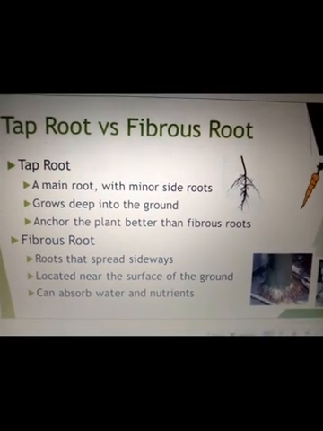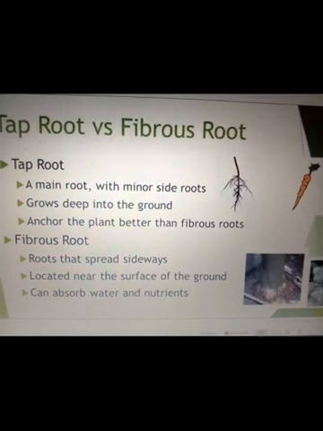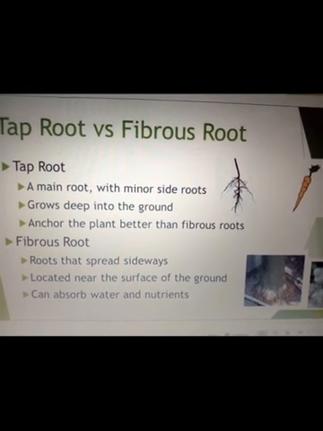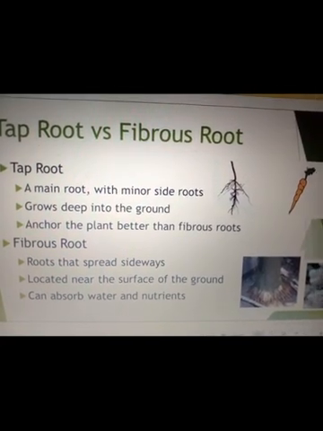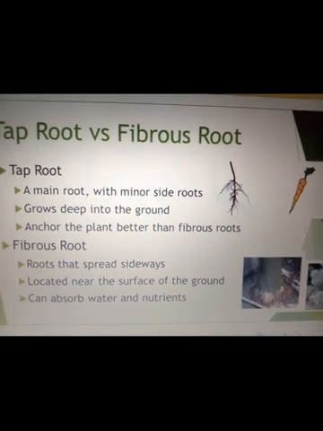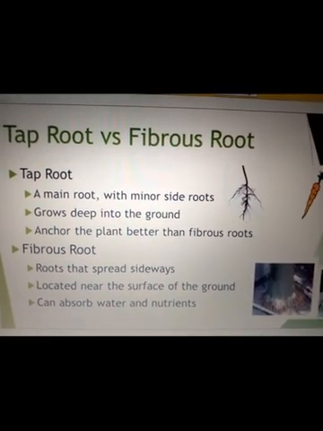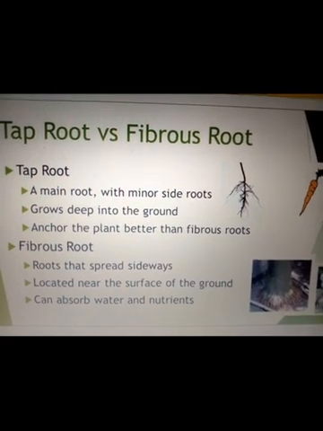Examples of taproots are carrots, neem, mango, peepal, beetroot, turnip, radish. These are all taproots. Now come to fibrous roots.